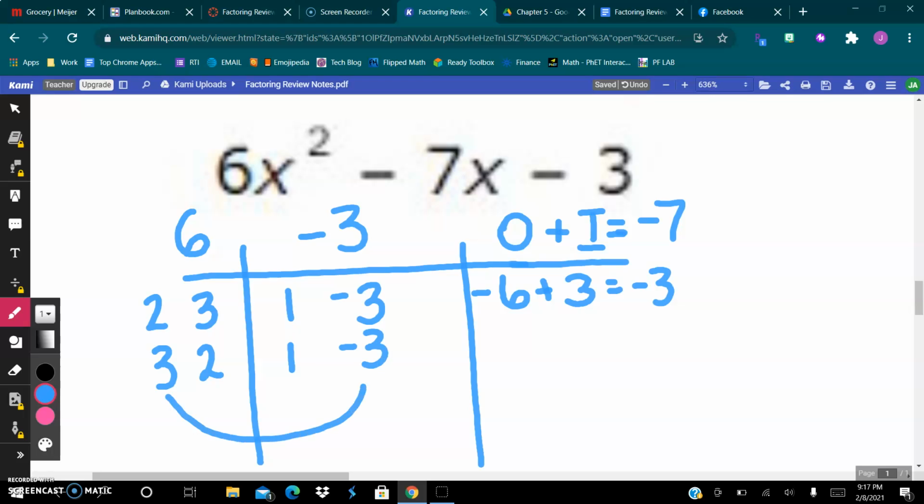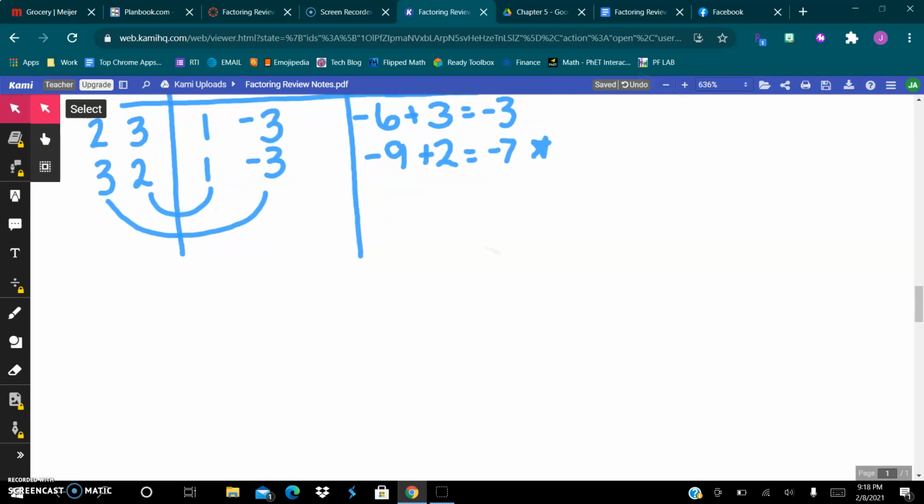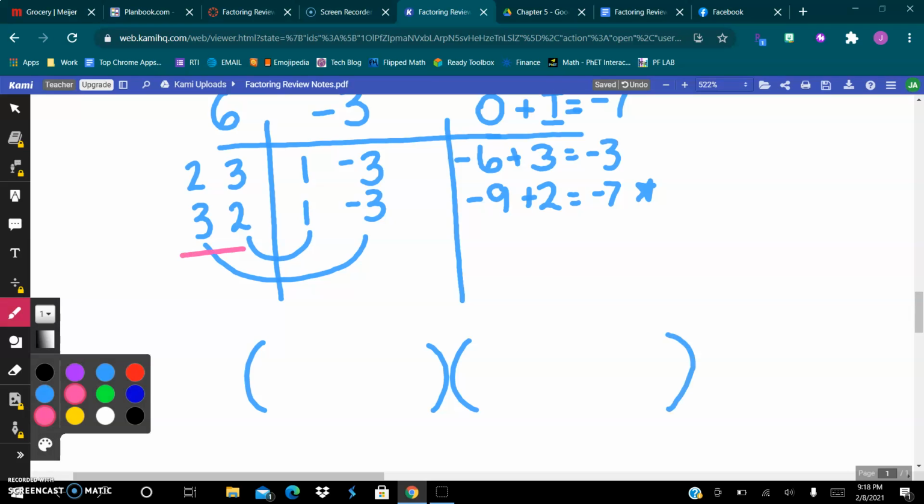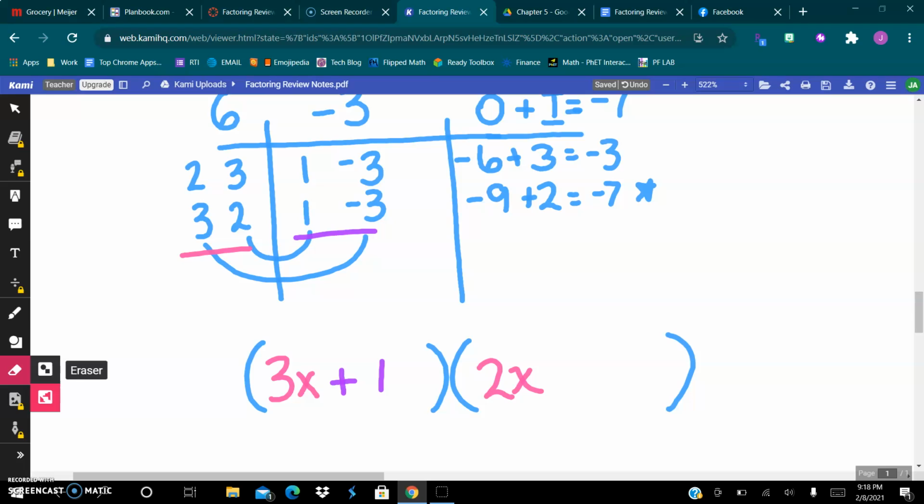So now I'm going to do the outside. 3 times negative 3 is negative 9. And my inside, 2 times 1 is 2. If I add those together, I get negative 7. So that's what I was looking for. So now to write my answer, I still have the two sets of parentheses. But this first column here, the 3 and the 2, those are going to be the coefficients for my x. And then these numbers are going to be my constants, and we have to keep them in the same order here. So this was a minus 3.